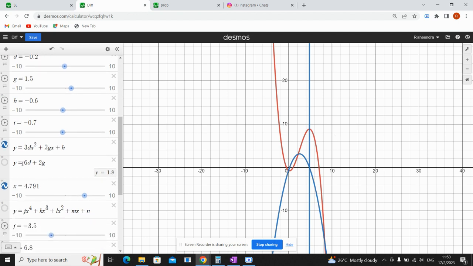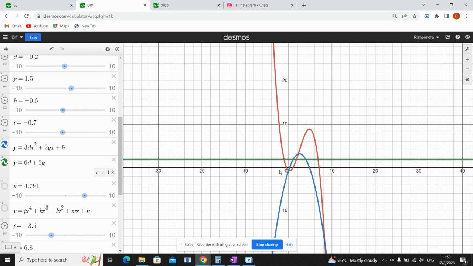But the real magic happens when we double differentiate this thing. Look at here. Let me double differentiate it. We get a 3d plus 2g. I'm hiding this straight line here. Look at this. The red line indicates the original equation. The blue curve indicates the differentiated equation, and the green line indicates the double differentiation.